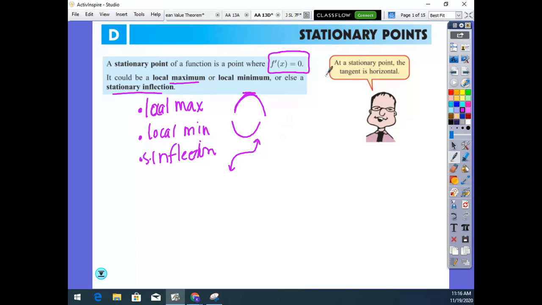At a stationary point, the tangent is horizontal. So 0 slope. 0 slope. 0 slope.